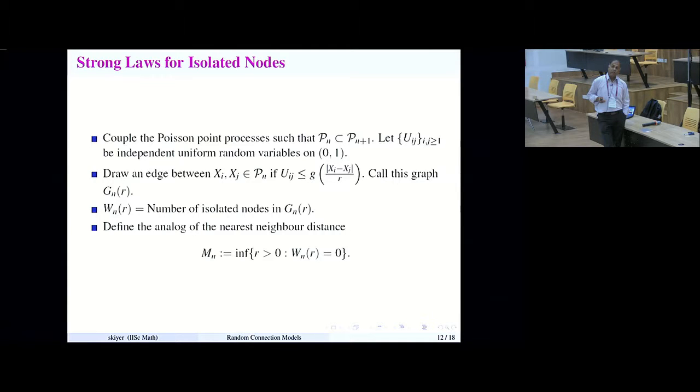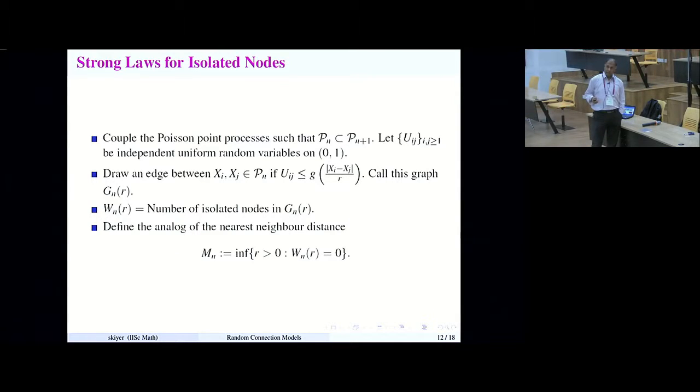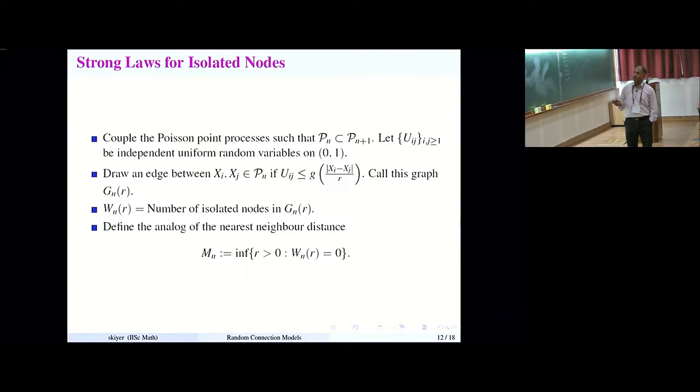So what we can do is define the analog of the largest nearest neighbor distance. Again, we are kind of trying to get to connectivity, which we don't have. So the first step would be to look at isolated nodes. What happens to isolated nodes? If we take the smallest value of R for which the number of isolated nodes is 0, then if you go just below this Mn, isolated nodes would start to appear. So this is the analog of the largest nearest neighbor distance. If you take g to be your indicator function, like in the random geometric graph, this would be exactly half of the largest nearest neighbor distance.